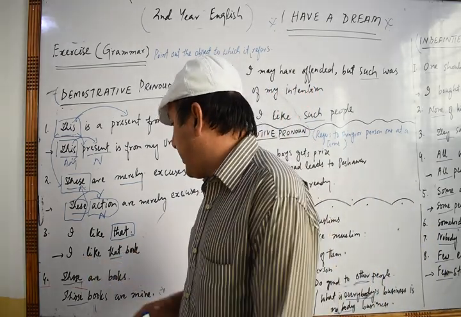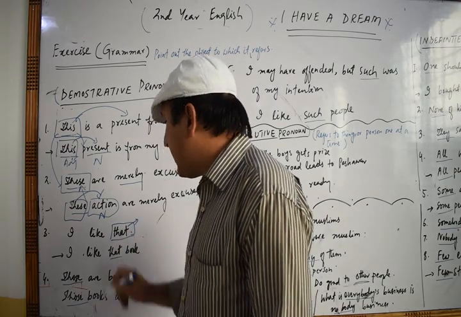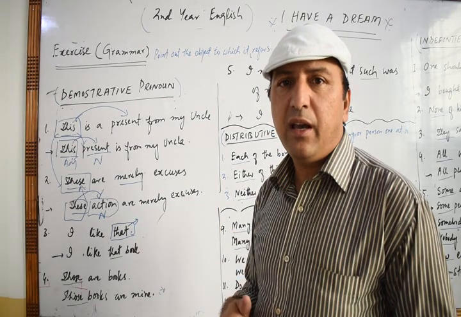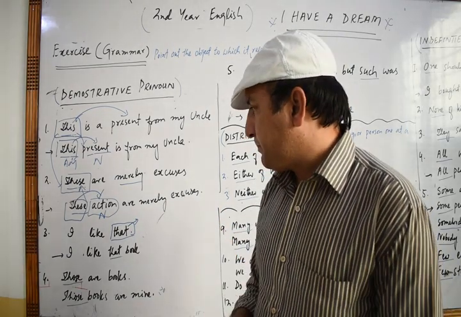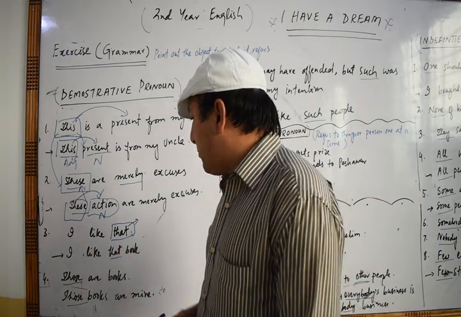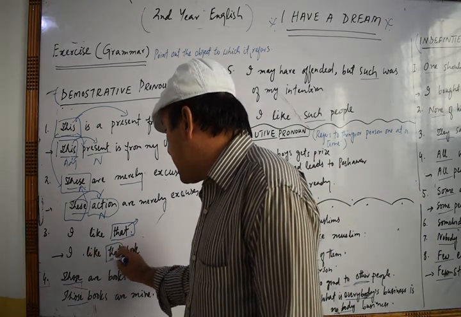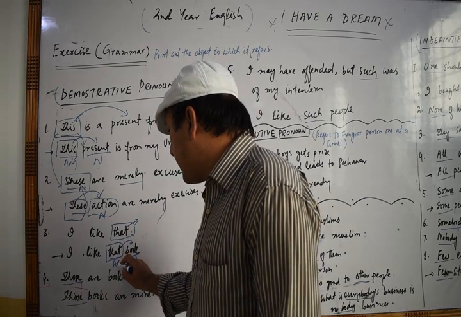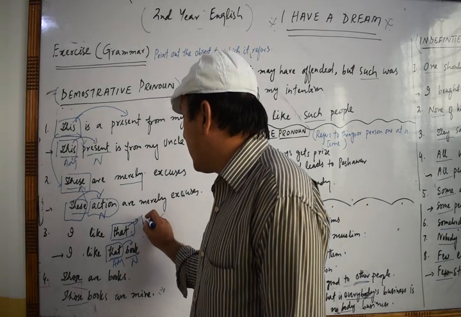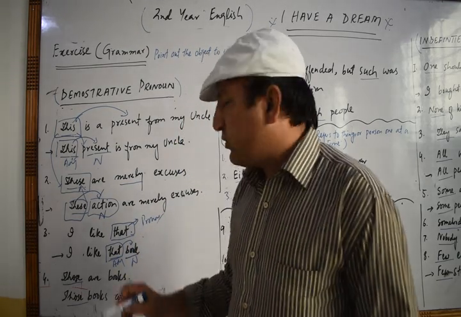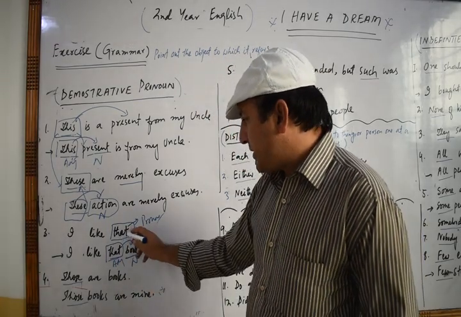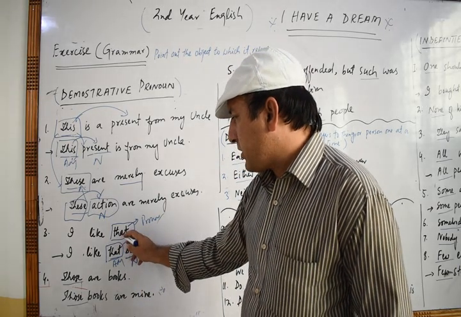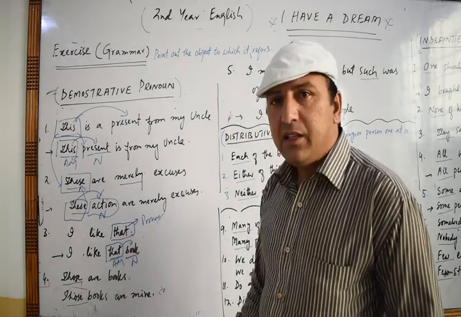Now, I like that book. Here that is working as a pronoun because it has replaced an object. It might be a thing or a person. I like that book. Now you see here that modifies, tells us about a book. Book is a noun. So that is working as an adjective over here. And here it works as a pronoun. So this is a demonstrative pronoun and this one is a demonstrative adjective.